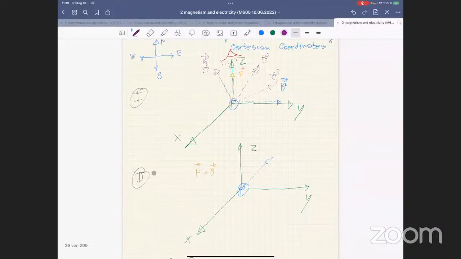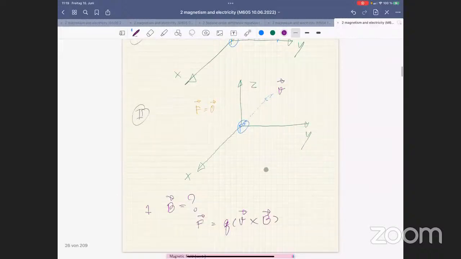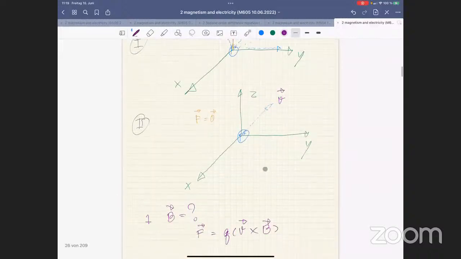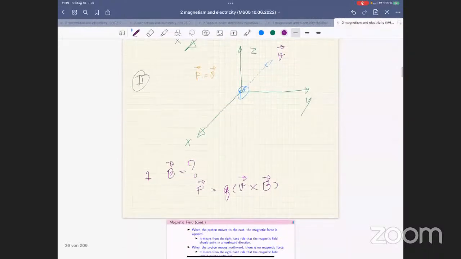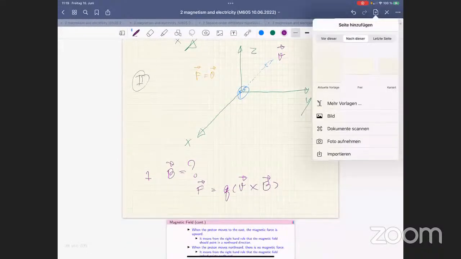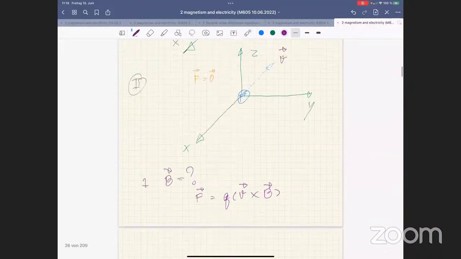But in the second scenario, they say that the proton moves in this way. This is the velocity vector, but there's no F at all, right? There is no F. So what does that mean? It means that the vector cross product will return 0 to you in the second scenario, right?